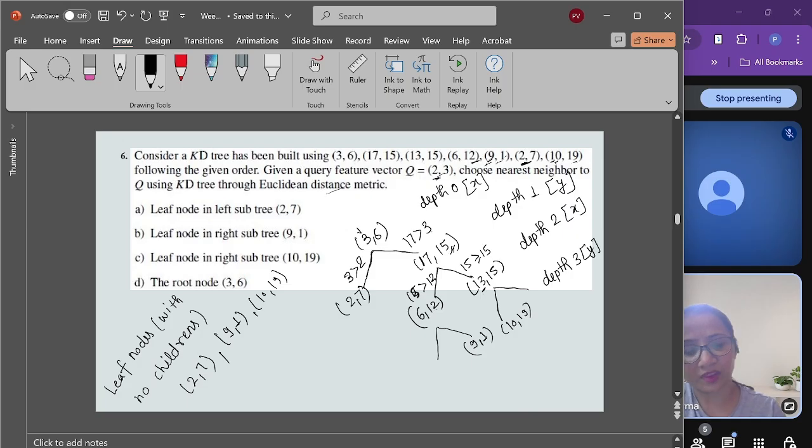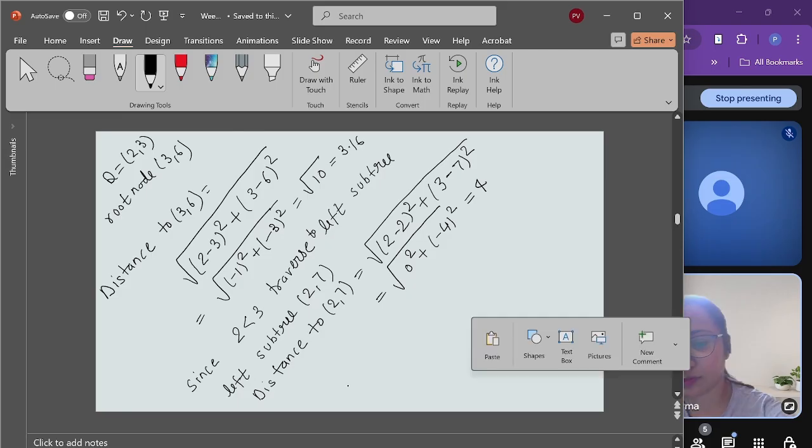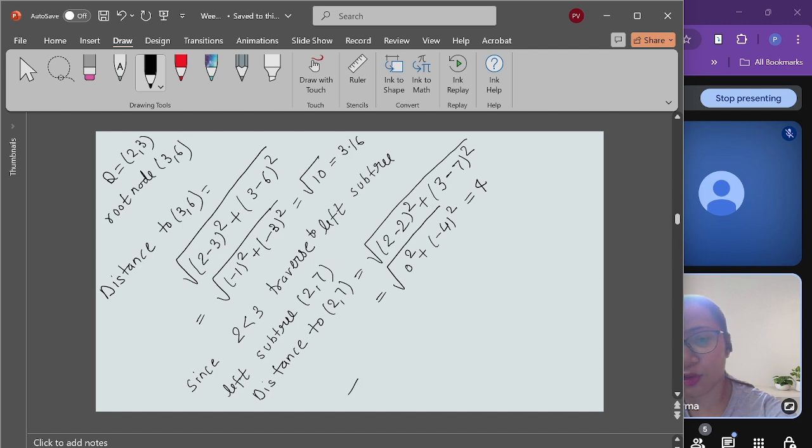Can you calculate the equivalent distance for 17 and 15? So I'm just writing. Now we need to traverse to the right subtree from 36. So we will get the first node, 17, 15.